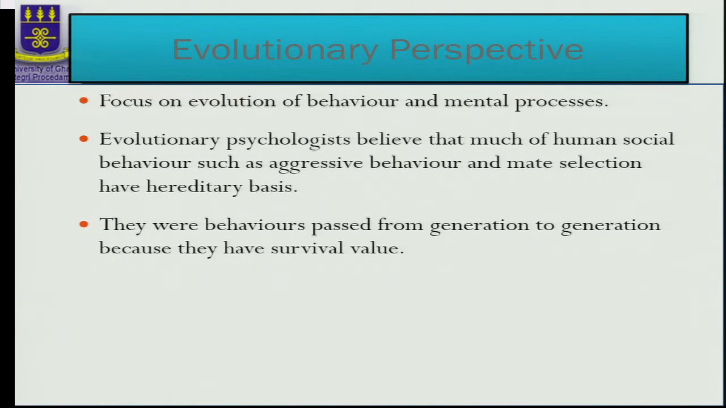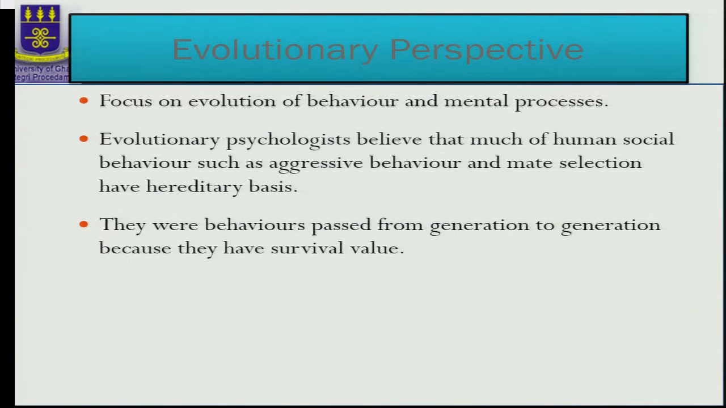And they believe that all the behaviors that we exhibit are because they have some kind of survival value, and so they have been handed over to us from our ancestors. So because they have survival value, they have been handed over to us. So they look at how evolution of behavior comes about and how that influences what we do these days. They believe that much of human social behavior, such as aggression behavior and mate selection, has a hereditary basis.